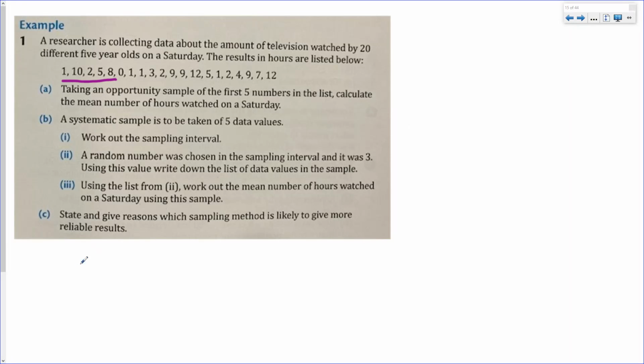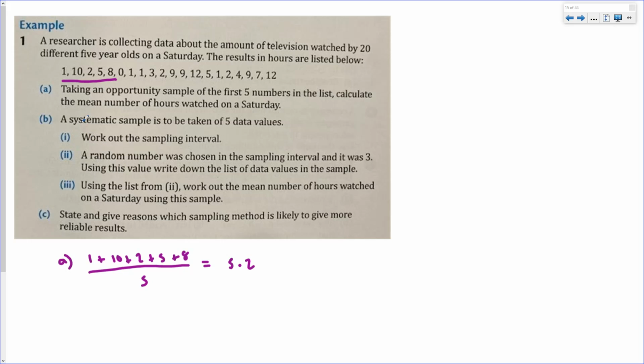We're being asked to calculate the mean number of hours watched on a Saturday. So to calculate the mean, we just simply add up the 5 data values and we divide it by 5. Quite straightforward to find the mean, giving us a solution here of 5.2.